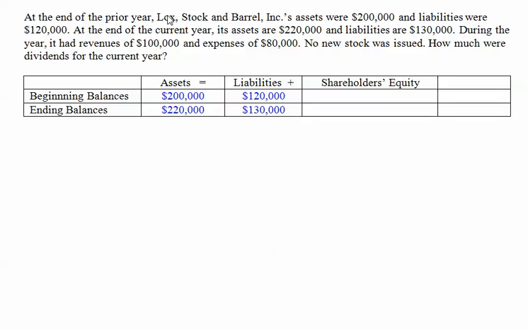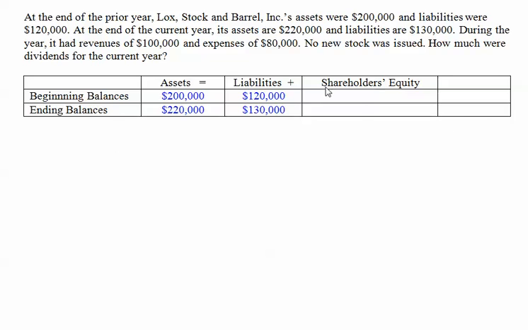We're told what Lock, Stock, and Barrel's assets were at the beginning of the year, which is $200,000, and its liabilities were $120,000. So I've put this under the accounting equation, which is always recommended. When you get a lot of information in a word problem, it's good to organize it under your accounting equation columns. So I've set up the beginning balances, and then we're told at the end of this current year that its assets have grown to 220 and liabilities are now 130. So if you can see here, I've depicted that information.